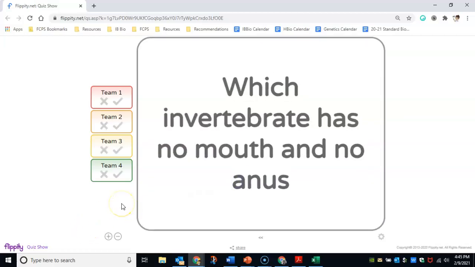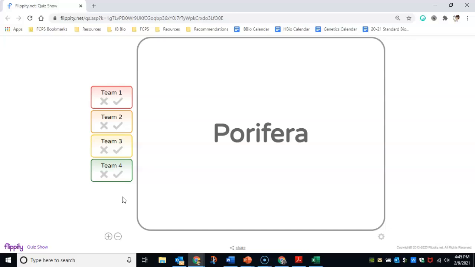For 400. Which invertebrate has no mouth and no anus? These are the types of things that you will just have to know and pull from. Even though these questions are deliberately asking for rote memorization, where you should just memorize that chart and then be able to pull from it, in an IB question, they will expect you to know this stuff and then build off of it. But anyways, no mouth, no anus, that's porifera. We're talking like sponges.